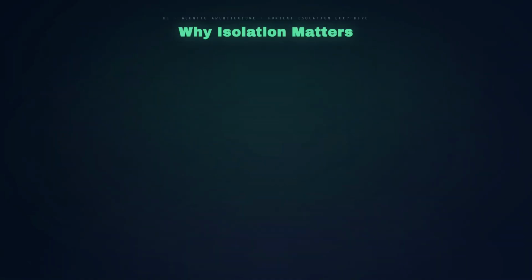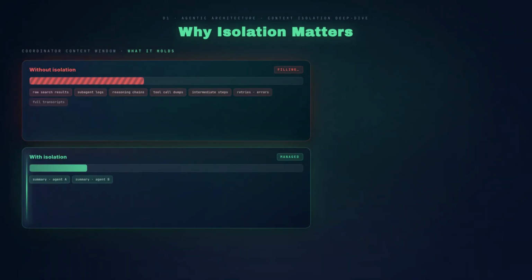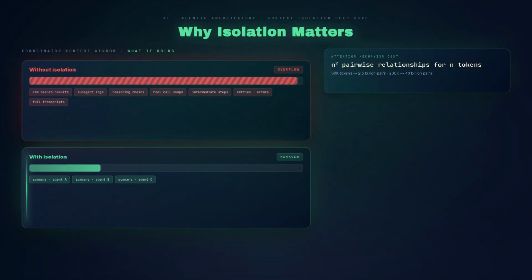Why does isolation matter this much? Because without it, the coordinator accumulates noise faster than it can process signal. The attention mechanism computes relationships between every token in the context window. Every token attends to every other token across the entire context. That's n squared pairwise relationships for n tokens. At 50,000 tokens, that's 2.5 billion. At 200,000, 40 billion. Past a certain density, earlier context starts dropping out.